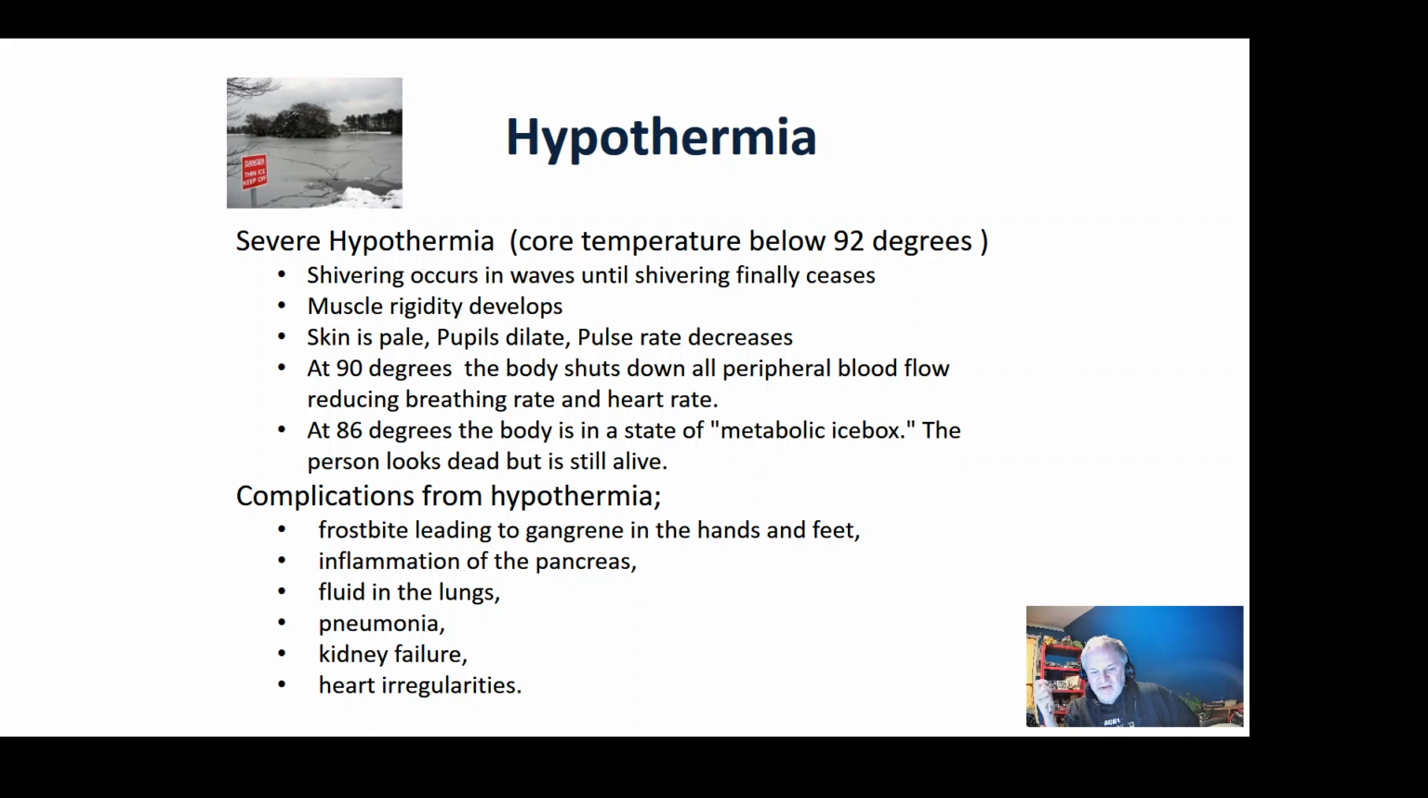Frostbite leading to gangrene in the hands and feet. These are the complications after having survived hypothermia: inflammation of the pancreas, fluid in the lungs, pneumonia, kidney failure, and heart irregularities. And there'll be cases of people from severe hypothermia going into some odd psychotic states. It's not uncommon for people experiencing hypothermia to actually strip off their clothes, even though they're actually freezing. So it's very horrible. Hypothermia is incredibly painful, and obviously is very dangerous.